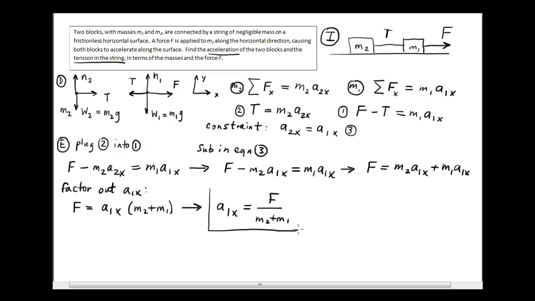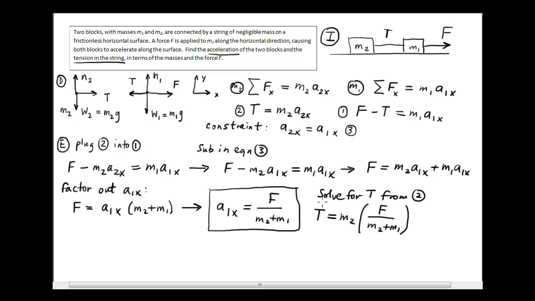This is one of my desired results, because we were supposed to solve for the acceleration. Now we've got the acceleration, let's go back to solve for the tension. The easiest way to do this is solve for T from equation 2. It says T is equal to m2 a2x. Well, a2x is the same as a1x, and I have a1x here, right? So it's m2 times the quantity F over (m2 plus m1). There's not much more I can do to simplify that equation, and so we're pretty much done with the solutions for acceleration and tension. All that's left for us to do is assess the answers.